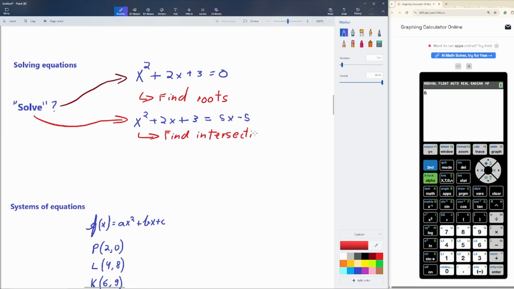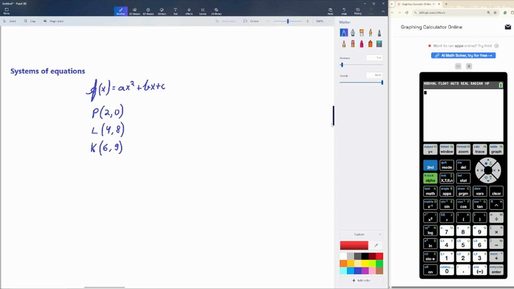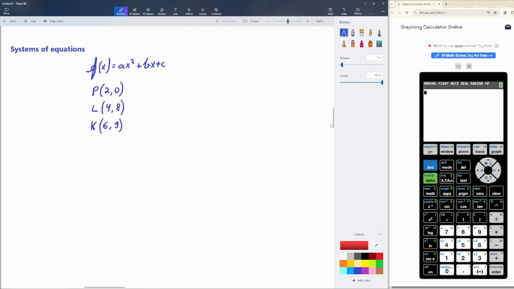And that's basically solving equations. It shouldn't be that hard. It's just that when you notice that you have two or more, you just have to find the intersections. So let's go on to solving systems of equations as well.